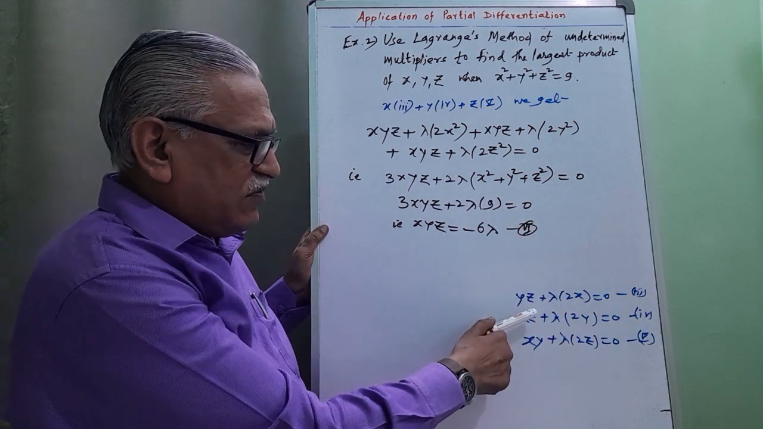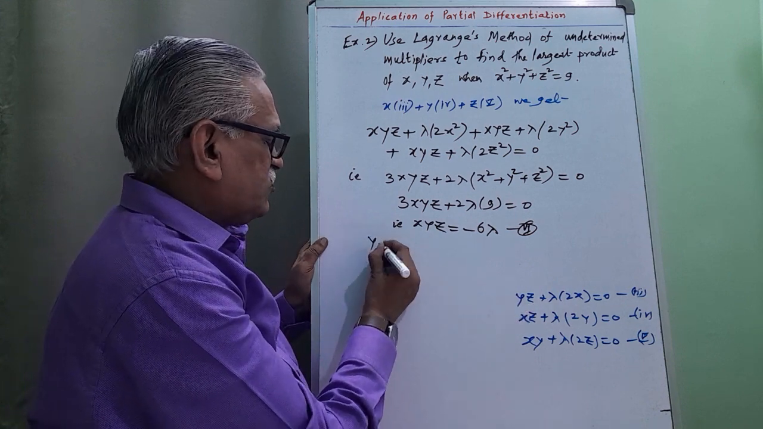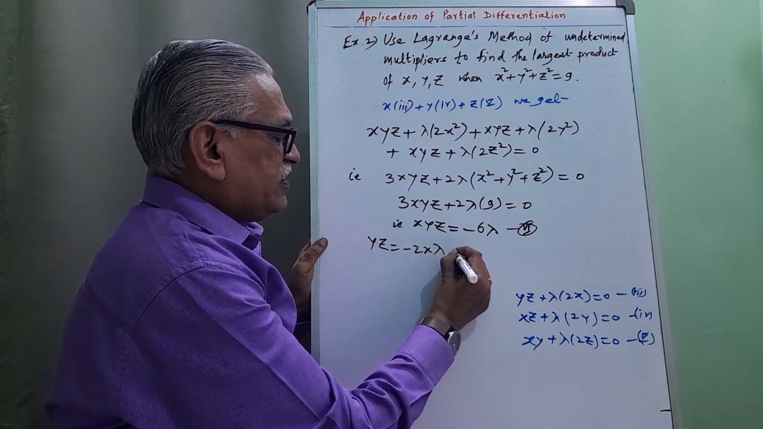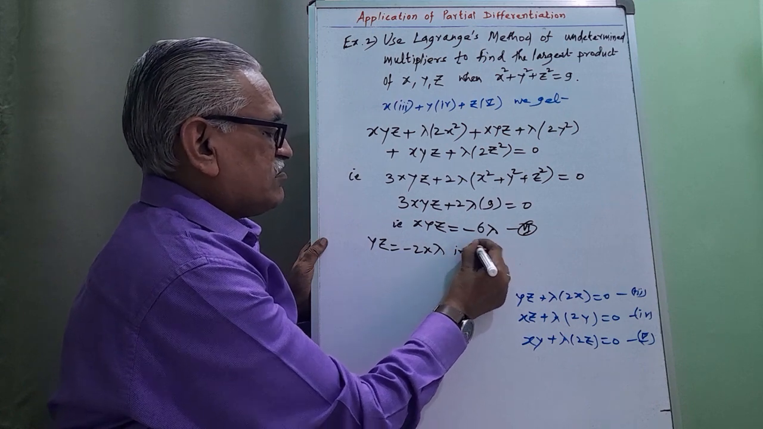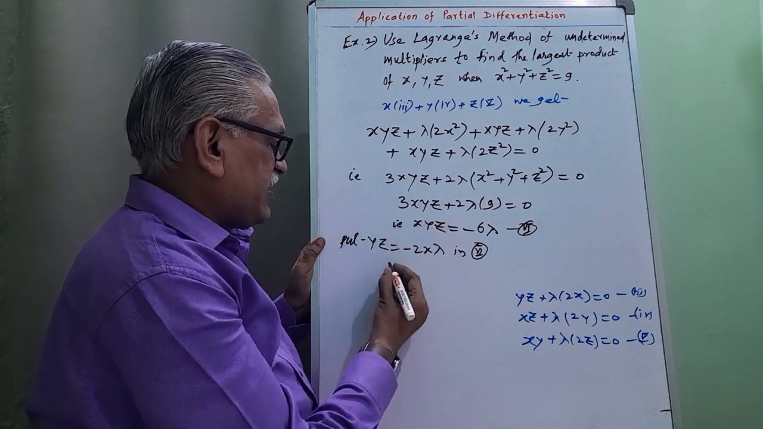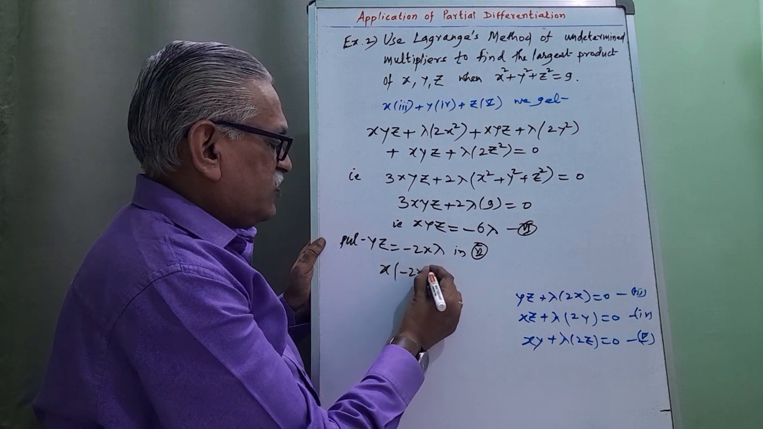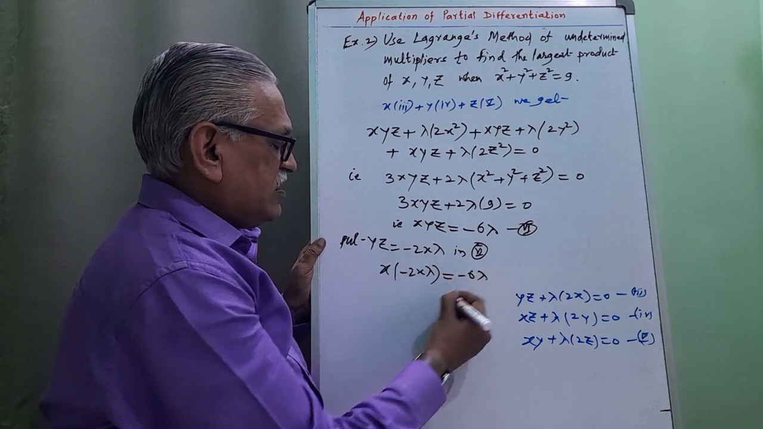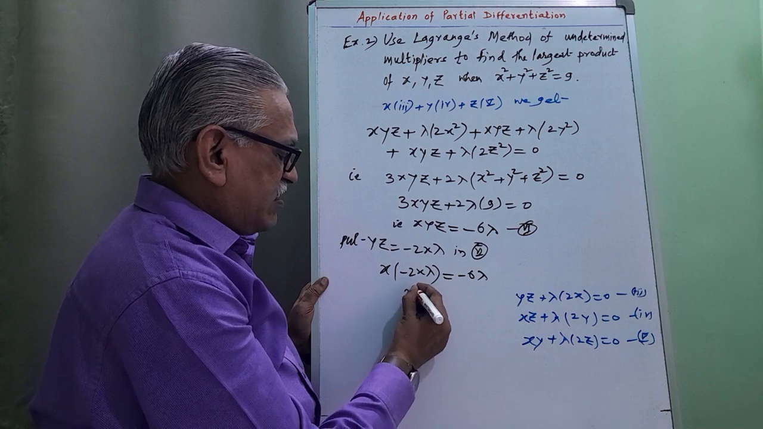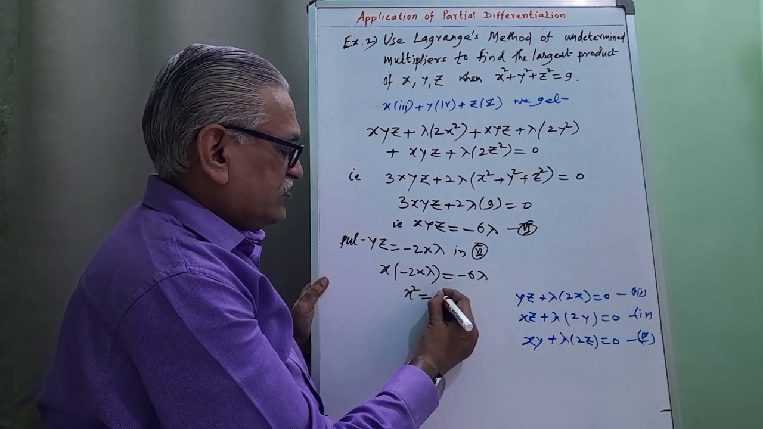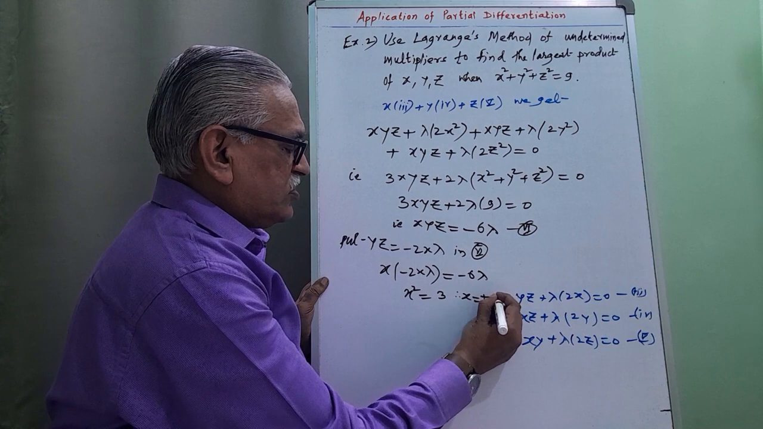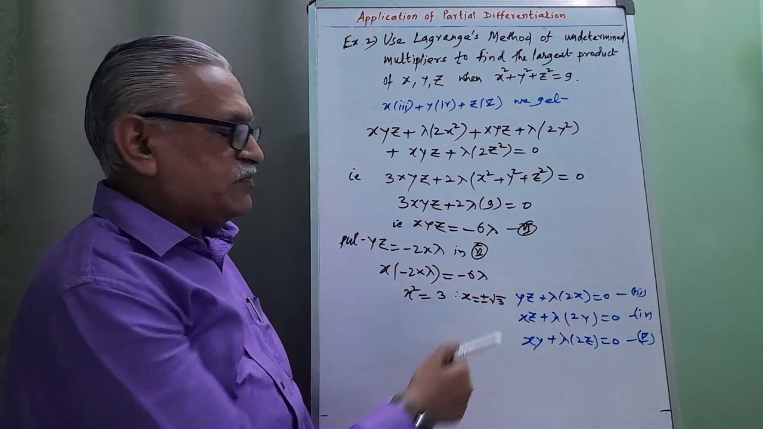Then from equation 3, we get yz is equal to minus 2x lambda. Put it in 6. We get, therefore, the remaining term is x into yz. Yz is minus 2x lambda, equal to minus 6 lambda. Dividing by minus 2 lambda, we get x into x, x square, is equal to 3, and therefore x is plus minus root 3.